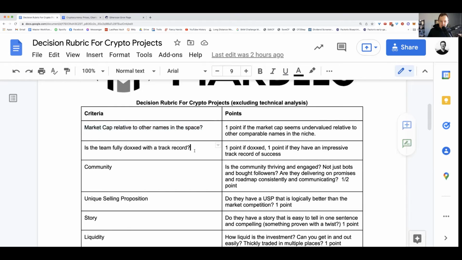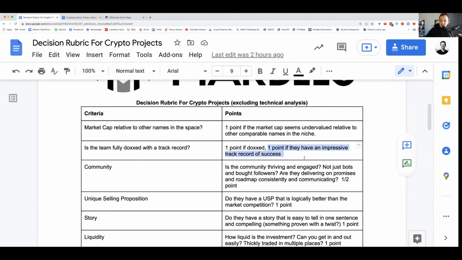So going back to that, the fully doxed and the track record. We're going to give them 1 point if they're doxed and 1 point if they have an impressive track record of success. So not just, hey, we did a few little projects or whatever, but they've actually built something that people know about that has been exciting in the past, that maybe they had an exit. Maybe they've been successful in some way, shape, or form. I would give another point for that as well.